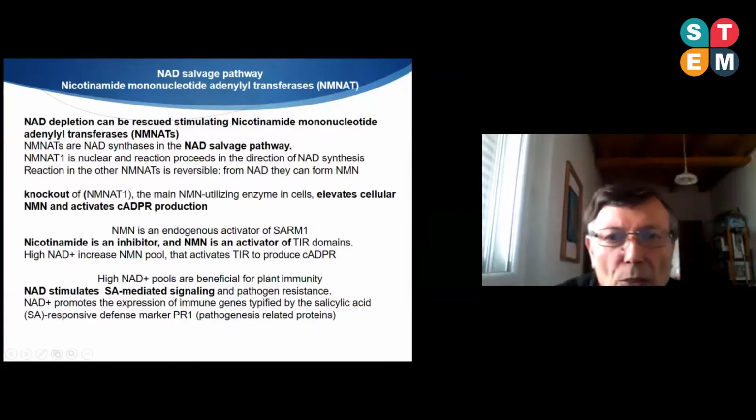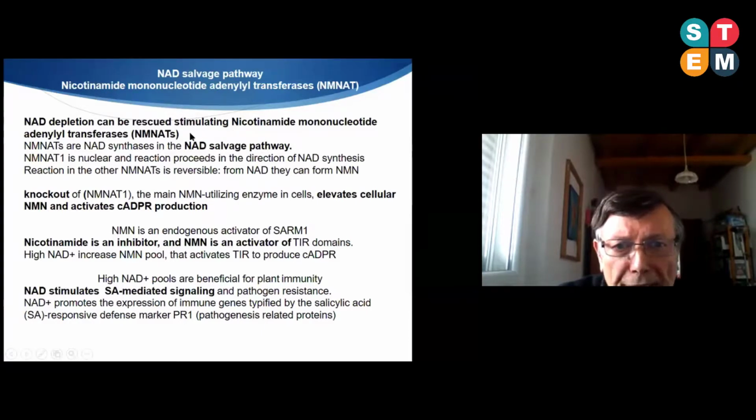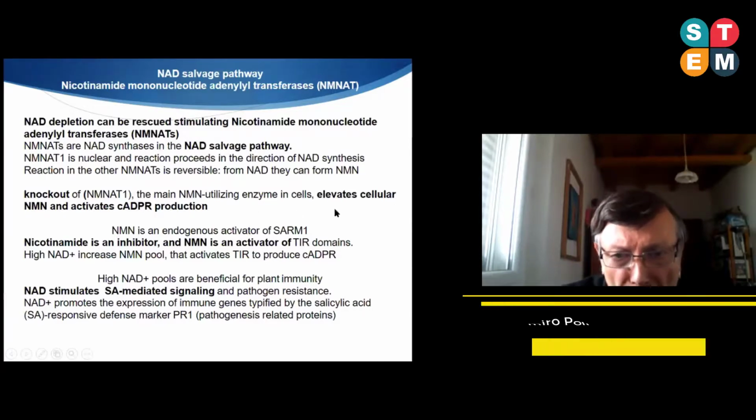Then one important enzyme on which we can act to activate and increase this NAD synthesis is NMNAT. So we can stimulate NMNAT, or we can induce the expression of NMNAT, and when NMNAT1 is knocked down, we found elevated levels of NMN that activates cyclic ADP ribose production.